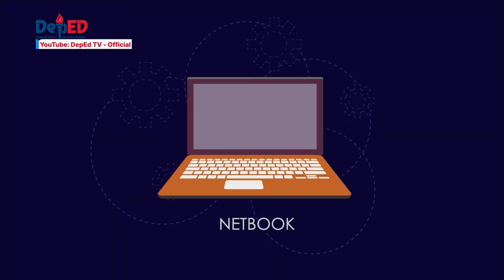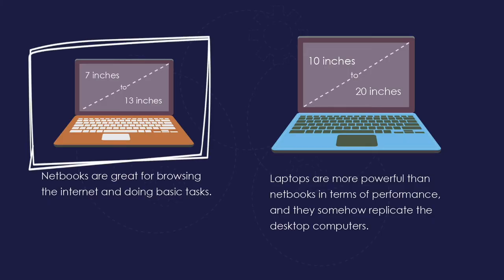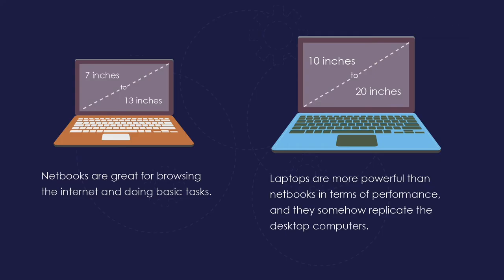Though netbooks may look like laptops, netbooks have fewer features and capacities, making them less expensive. But what makes laptops different from netbooks? If we are going to look at the screen size, netbooks are usually tiny in size, between 7 to 13 inches across, and for laptops, it ranges from 10 to 20 inches across. Netbooks are great for browsing the internet and doing some basic tasks using the Microsoft Office programs such as Microsoft Word, Excel, and PowerPoint.